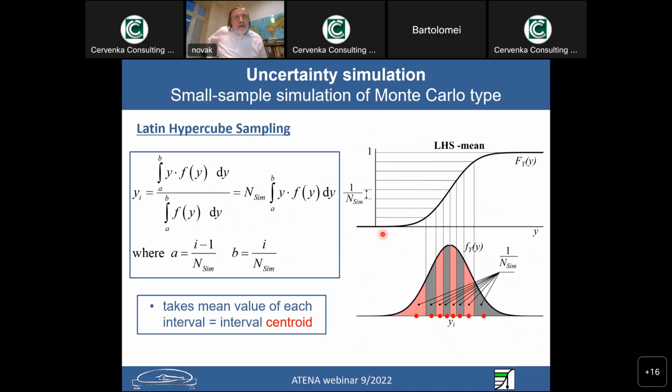Concerning uncertainty simulation, we use a very efficient small sample simulation technique of Monte Carlo type, which is Hierarchical Sampling. Every random variable is divided into n simulation strata layers, and each layer is used just once in the simulation process. So you can see that the realizations cover the random variables very well, very efficiently, even using a small number of simulations.